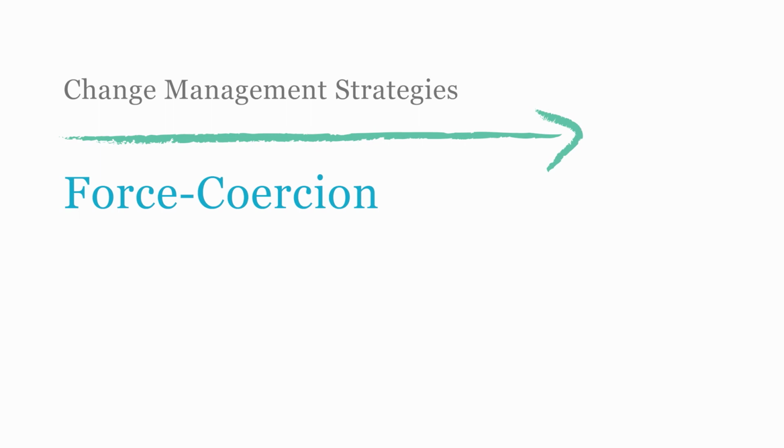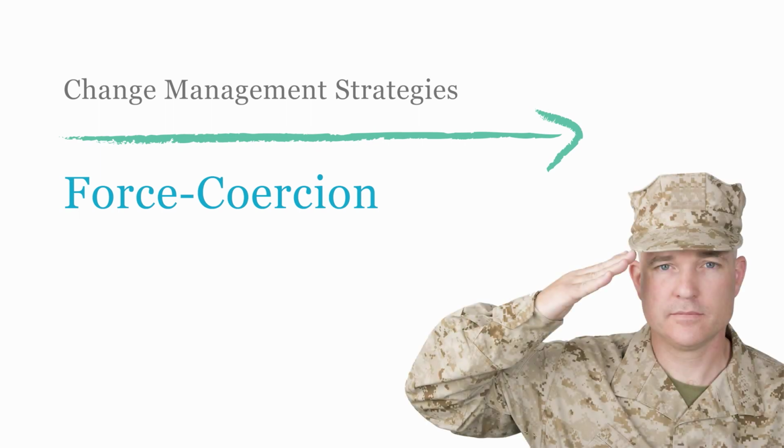Forced coercion is described as using positional power to create change through formal authority or force. Reward and punishment is usually the power behind forced coercion. Leadership behaviors include direct force, political maneuvering, and sometimes threats. One organization that lives and breathes forced coercion is the military, known for their command and control structure.